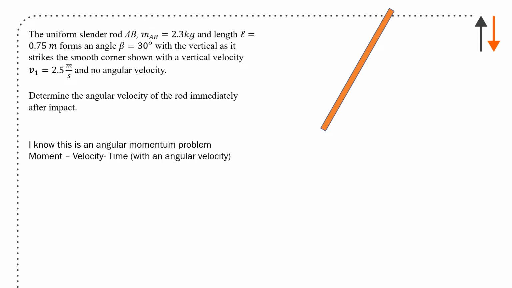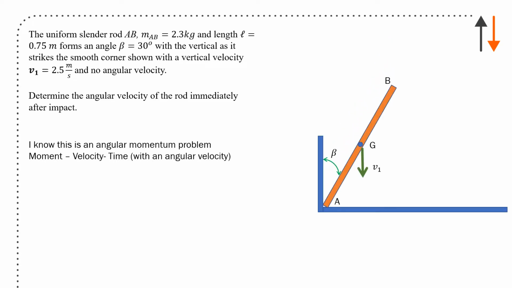I have a uniform slender rod AB, which has a mass of 2.3 kilos, length of 0.75 meters, and it's dropping. And as it drops, it comes into contact with the corner. And when it comes into contact with the smooth corner, it has a velocity V1, which is 2.5 meters per second, and no angular velocity. Determine the angular velocity of the rod immediately after impact.